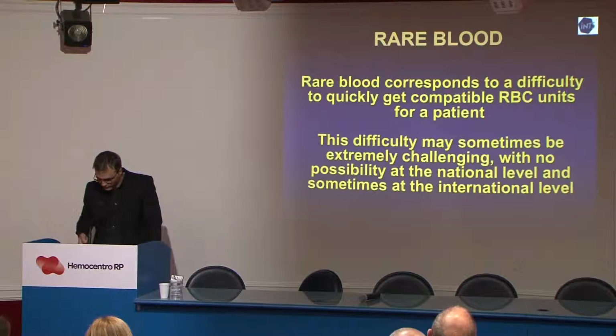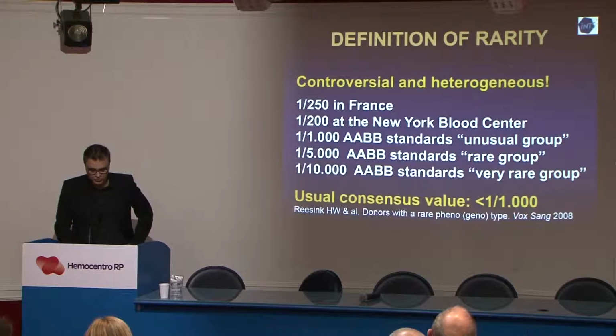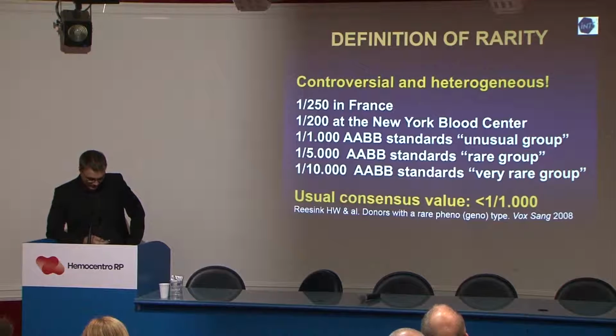The definition of rarity is controversial. It is supposed to be below 1 in 250 in our country, but in most countries, it's less than 1 in 1,000. So when you have a phenotype with a prevalence of less than 1 in 1,000 in most countries, you're supposed to carry a rare blood type. In France, it's 1 in 250.